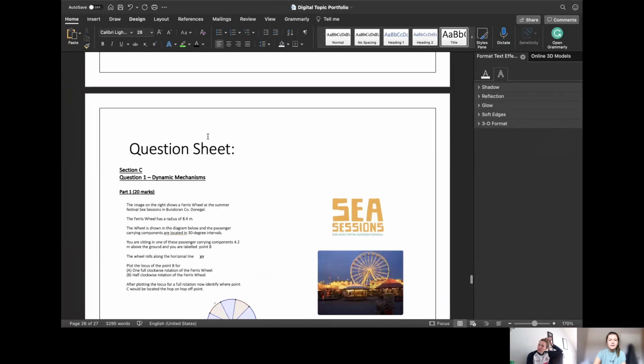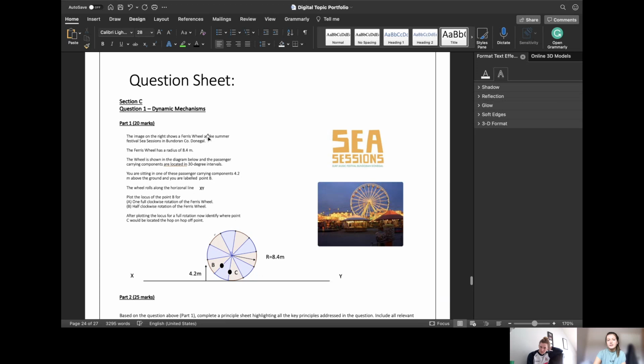My assessment consists of two parts. It's section C of the exam paper, and mine's question 1, dynamic mechanisms. Part 1 I said would be 20 marks. The image on the right shows a Ferris wheel at the Summer Festival Sea Sessions in Bundoran in County Donegal. The Ferris wheel has a radius of 8.4 metres. The wheel is shown in the diagram below, and the passenger carrying components are located in 30-degree intervals.